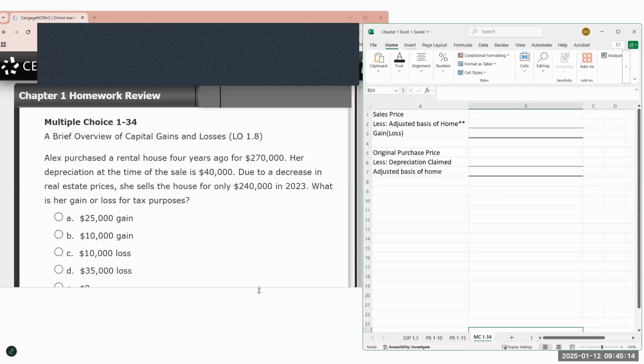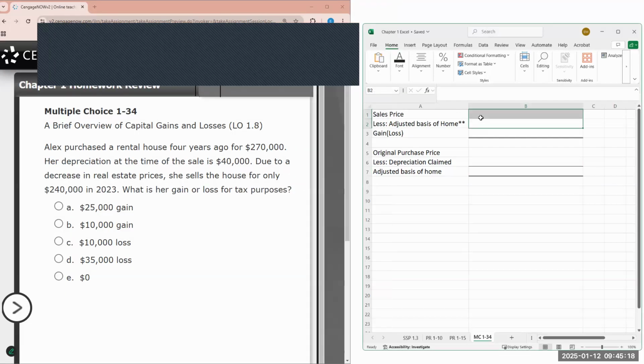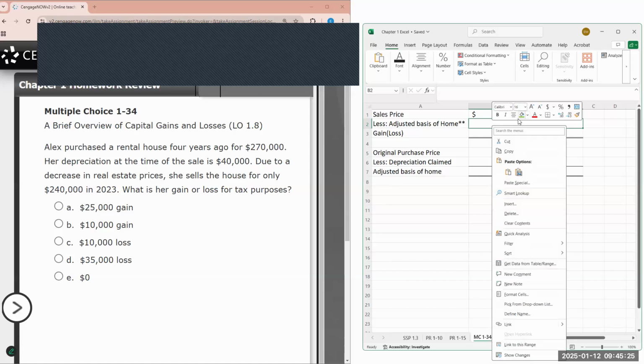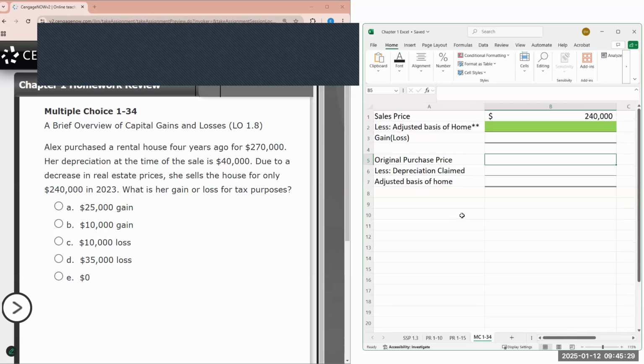We start off with the sales price. In this case, it lets us know that the home was sold for $240,000. And next, we need to factor in the adjusted basis of the home. So how do we factor that in? Now, let's look to the bottom. The original purchase price, the problem lets us know, was $270,000.